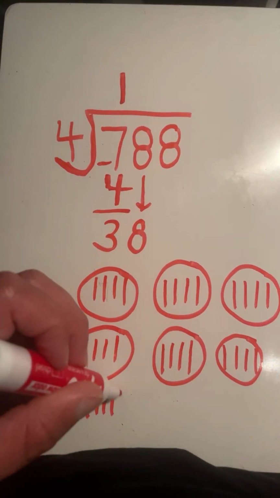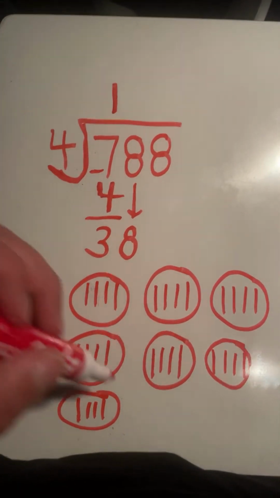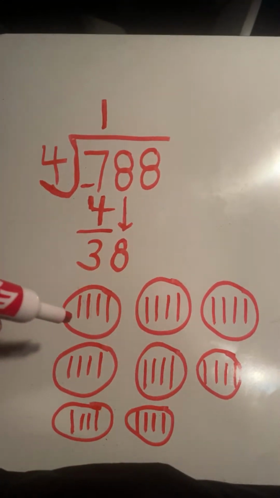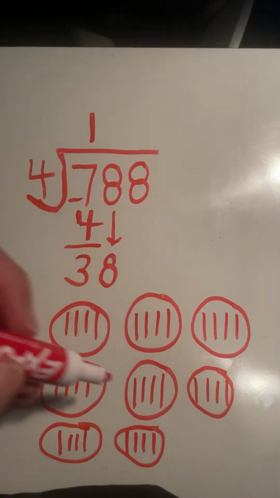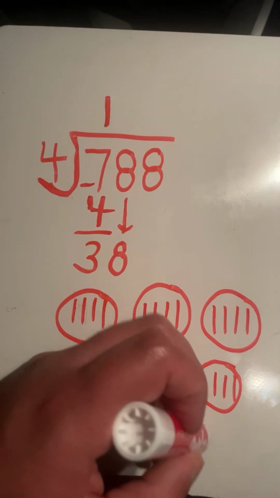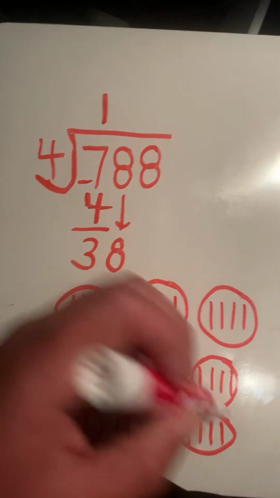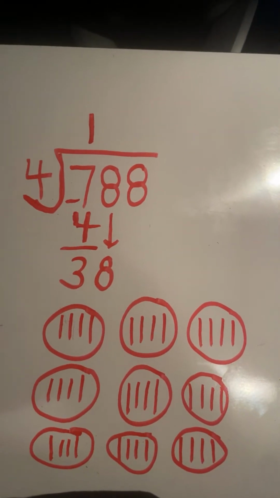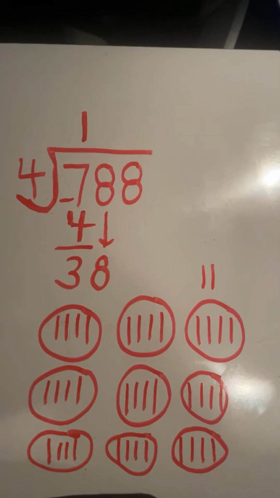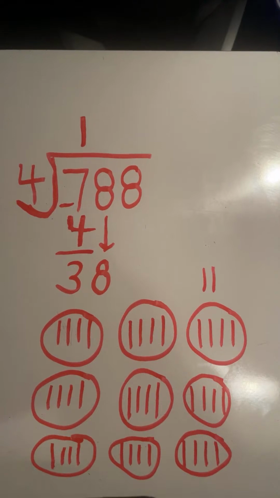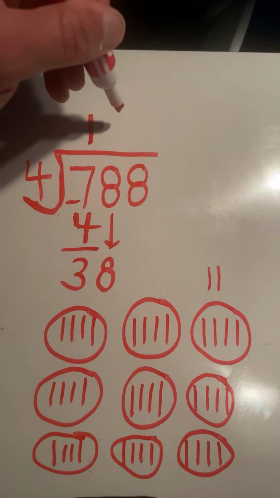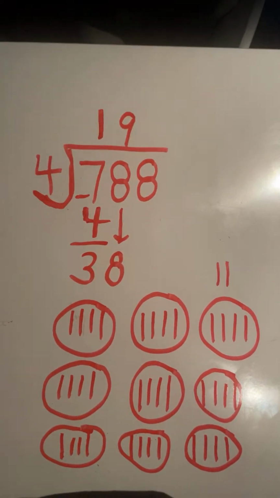25, 26, 27, 28. That's 7 groups of 4. 29, 30, 31, 32. 8 groups of 4. 33, 34, 35, 36. 9 groups of 4. 37, 38. So we were not able to get a full 10th group of 4. But we were able to get 9 full groups of 4 within 38. So 38 divided by 4 equals 9. There is a remainder there.